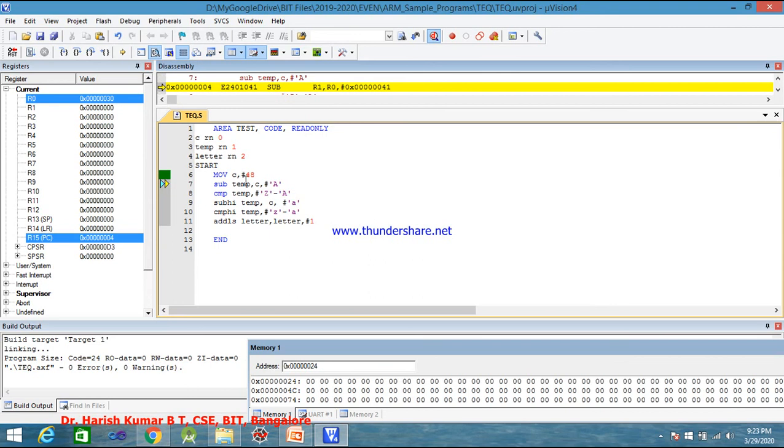Now I'm subtracting. So temp is this, and I'm comparing with this. Now subtract an I, because this 48 is not in this range. Now I have to check whether it is in the range lowercase a to uppercase A to Z. Again compare. Now it is not in this range also.